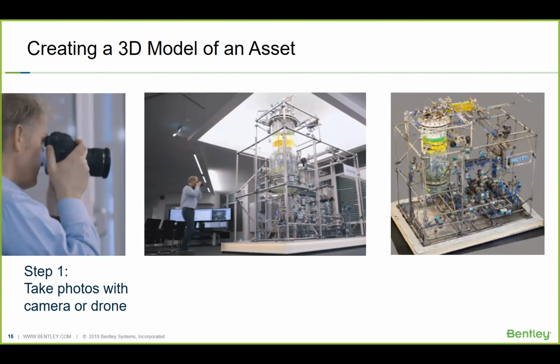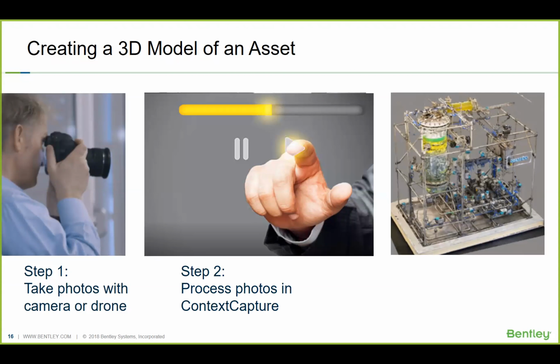So step 2, we're going to process the photos in software such as our ContextCapture, and that creates then a reality mesh of the asset. And then step 3, we create that 3D model and tag the asset, add all the associated information. You can integrate the reality mesh with GIS and engineering data to enable intuitive searches, navigation, visualizations, animations of that information within the visual context of the asset.